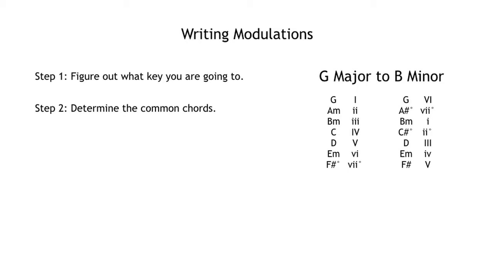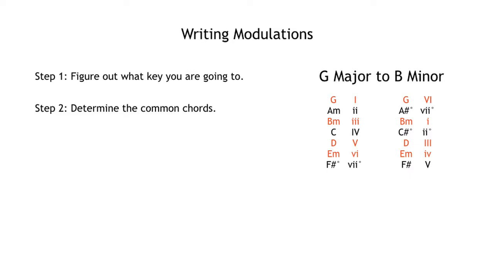The 2 chord in B minor is a C sharp diminished triad. The 3 chord is a D major triad. The 4 chord, or subdominant, is an E minor triad. The 5 chord, I'm generally using the harmonic minor form of the scale, would be an F sharp major triad. The 6 chord, submediant triad, would be a G major triad. And the 7 chord, again using harmonic minor, would be an A sharp diminished triad.